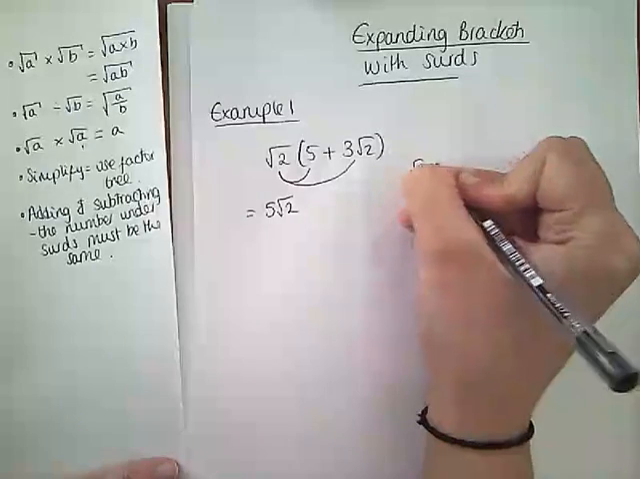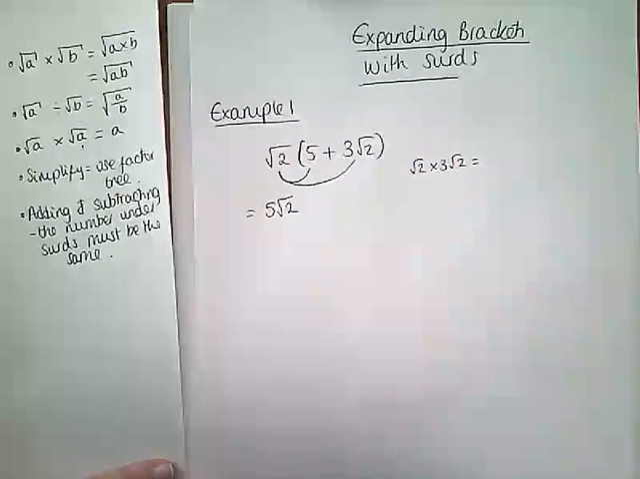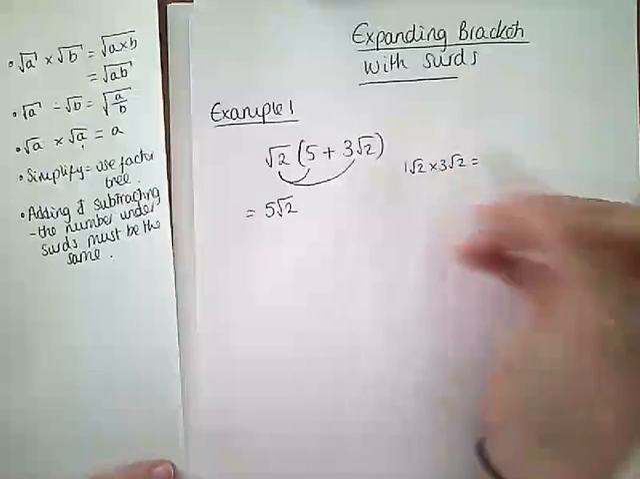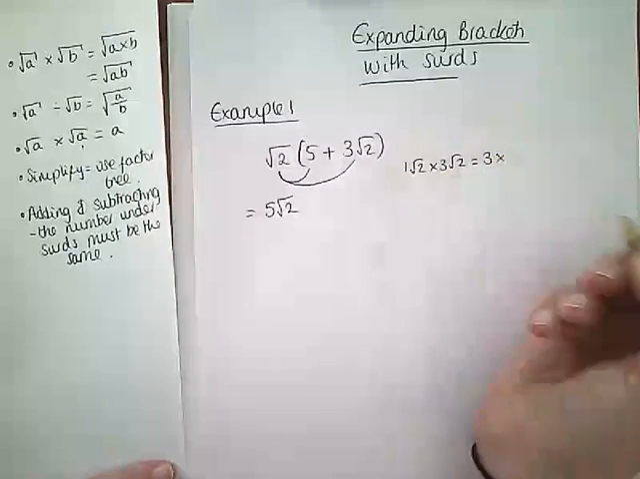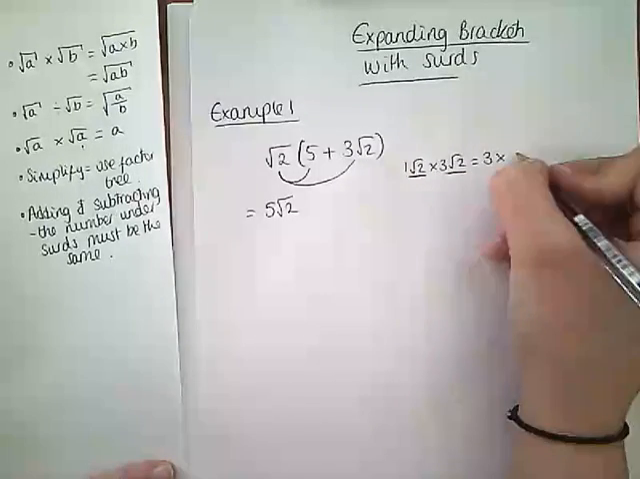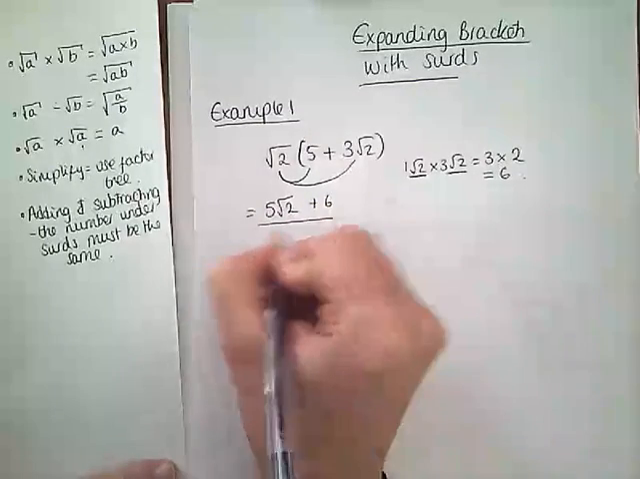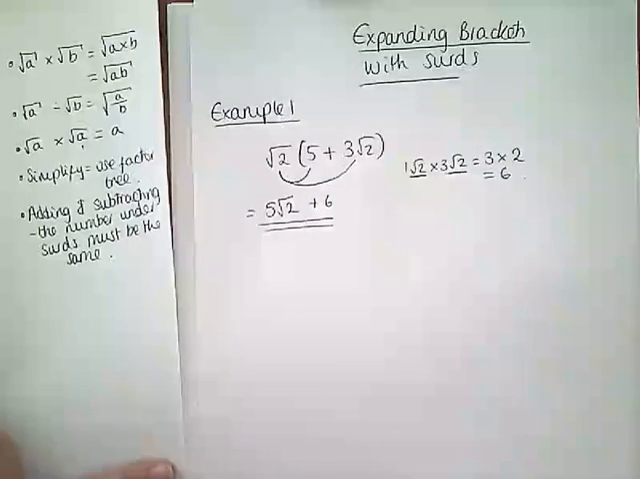If you want to write this out separately, each bit, so that you understand what's going on, that is absolutely fine. In the last video, we did multiplication. I said, do your numbers first, the number in front of your surds. Obviously this is a 1, and 1 times 3 is just 3. And then do your surds. Root 2 times root 2 is just 2. So that is 6. So the answer to this question is 5 root 2 plus 6.